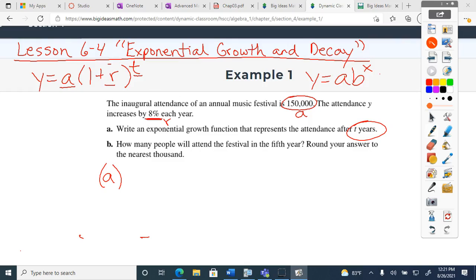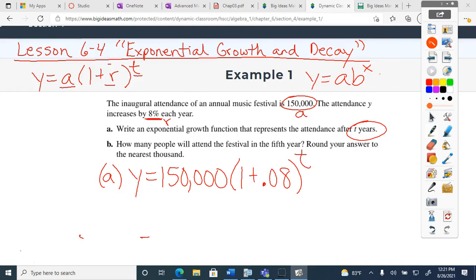So here we're going to have Y equals, what is A? 150,000 times 1 plus, what is R? It's not 8 though, you have to change it to a decimal. It's 8%, which is 0.08, okay? And then to the T power. So you don't do anything with the 1?